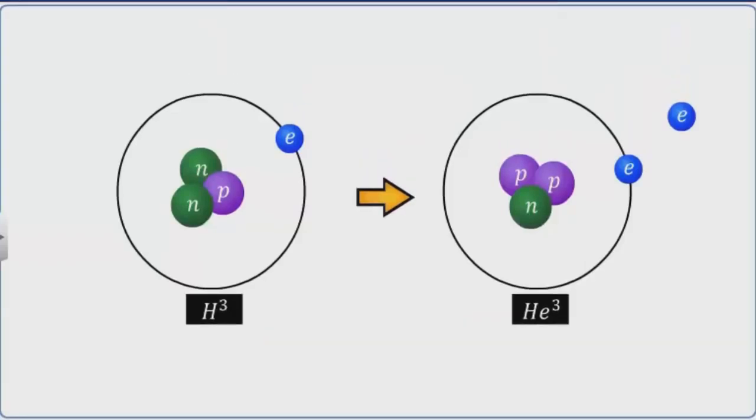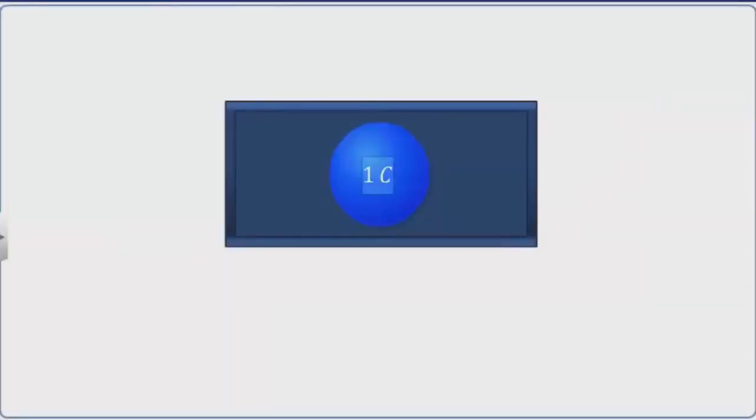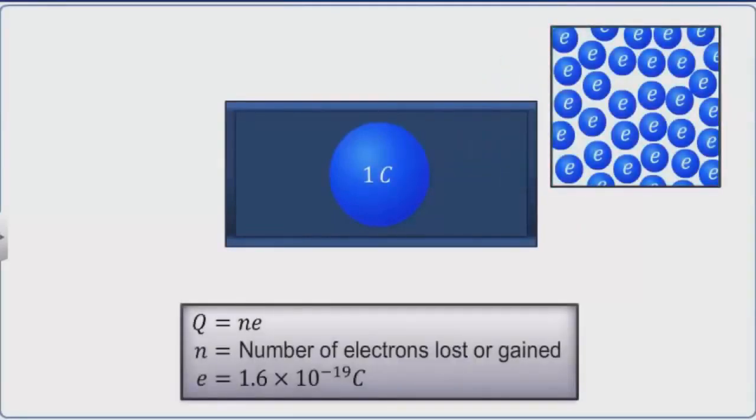In an atom, the charge on a proton is positive and is referred to as plus e, whereas the charge on an electron is negative and is referred to as minus e. Thus, the charge on an object Q is equal to the product of the number of electrons gained or lost by it, n, and the basic unit of charge, e.